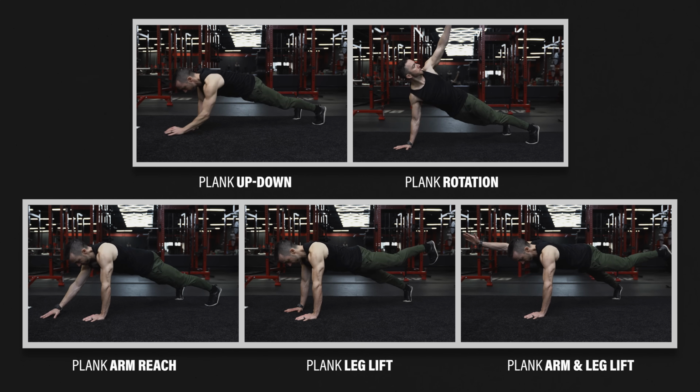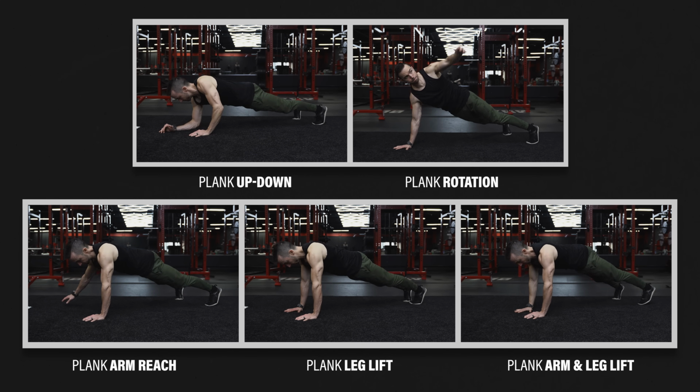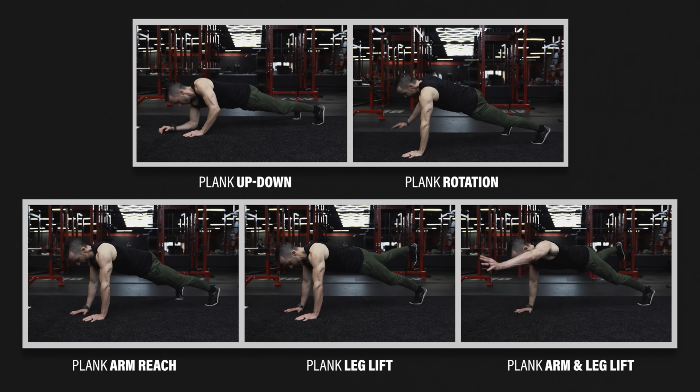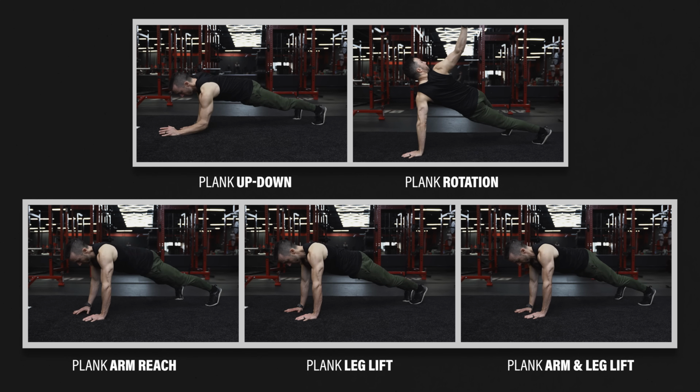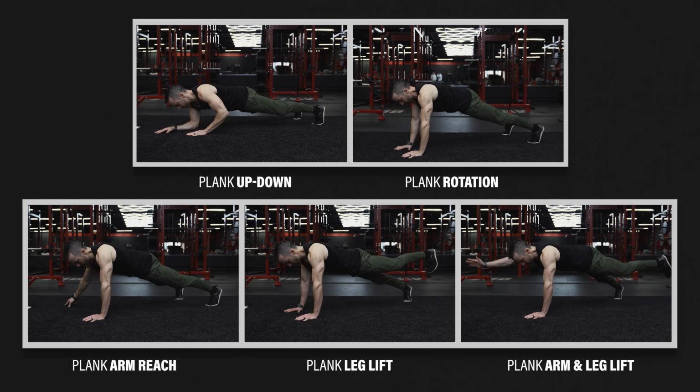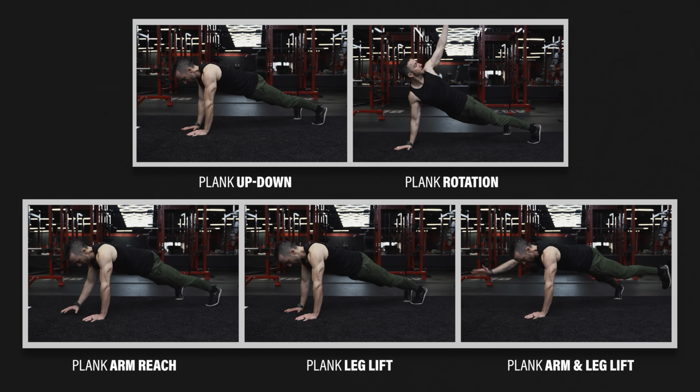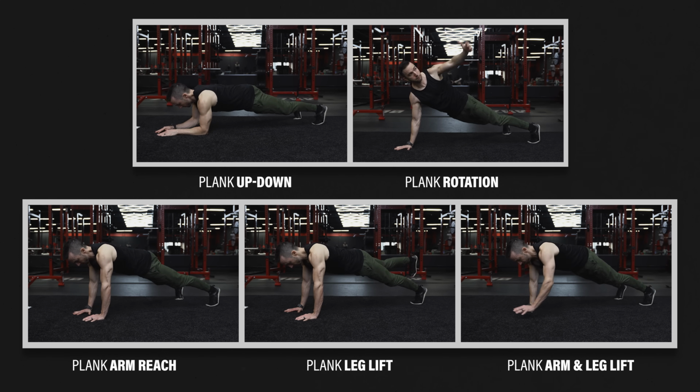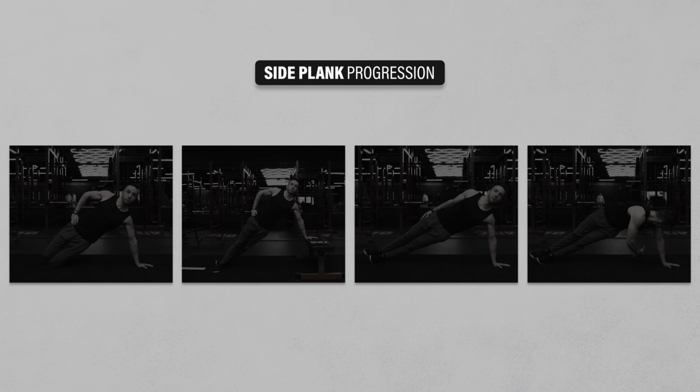Other challenging plank variations include a plank up-down, plank rotation, plank with arm reaches in various directions, plank with leg lifts, and a tall plank with alternating arm and leg lifts. You can also perform side planks.